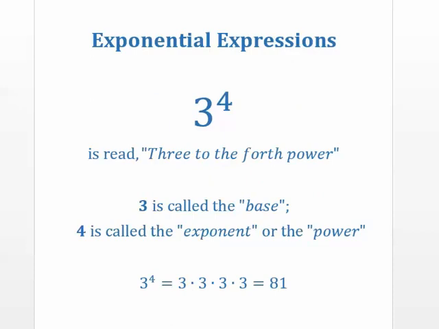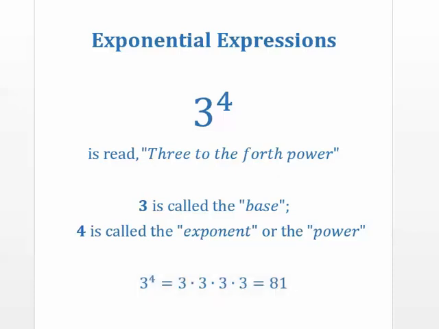Here's an example of an exponential expression, and we have a 3 and a 4, and it's read 3 to the 4th power, where 3 is called the base and 4 is called the exponent or the power. And what it means, 3 to the 4th power, means we're going to take the base number 3 and multiply it times itself the exponent number of times. In this example, 4 times. 3 times 3 is 9, times 3 is 27, times 3 is 81.